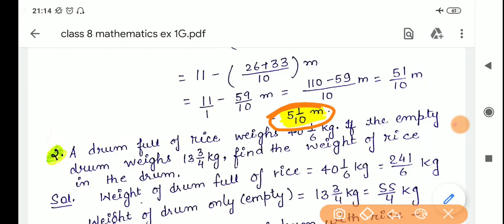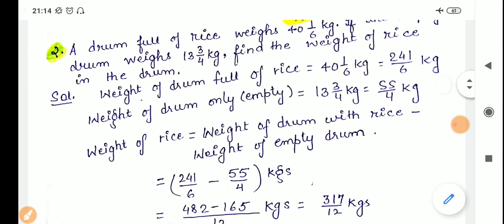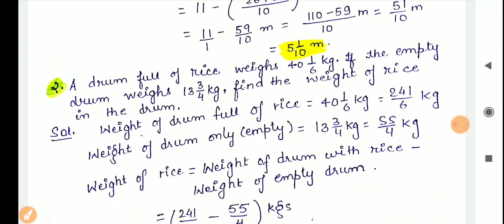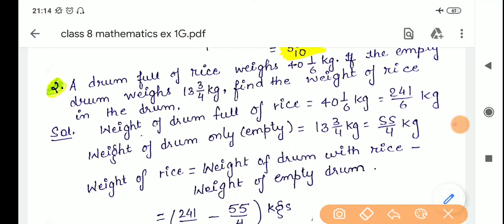Clear? Now the next question is a drum full of rice. One drum is there which is full of rice, and the weight of that drum is 40 complete 1 by 6 kg. If the empty drum weighs 13 complete 3 by 4 kg, find the weight of rice in the drum. The question is asking about the weight of rice in the drum. It has given the weight of the drum full of rice and of the empty drum also.